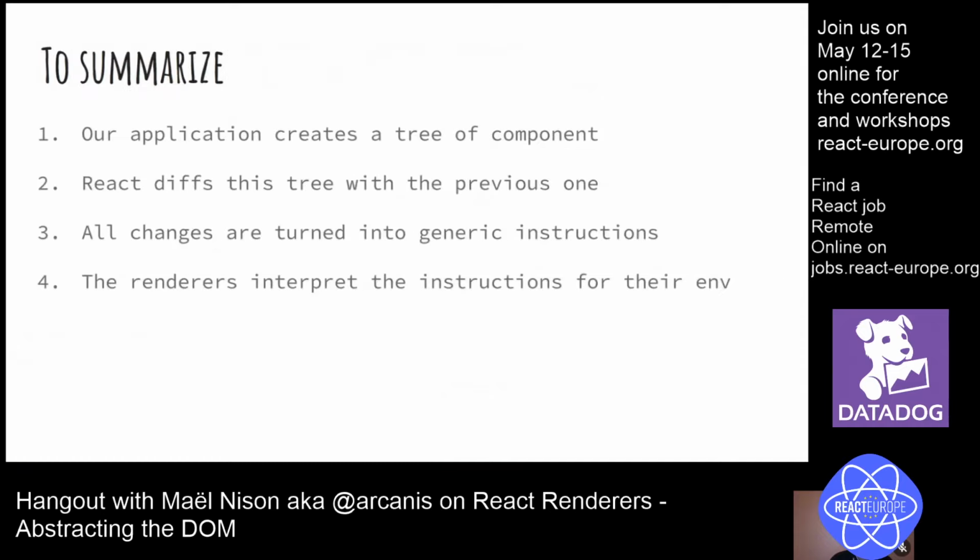So to summarize, the way React works is that our application creates a tree of components. Then React will diff the tree with the previous one and transform all the changes into generic instructions. And finally, it will send those instructions to what we call a renderer, which will interpret all of the instructions according to a specific environment. In the case of React DOM, it will use the DOM. In the case of Three.js, it would use the Three.js API.